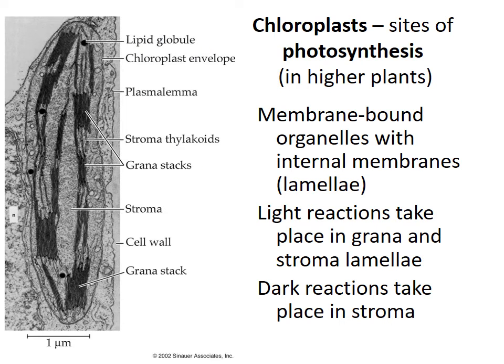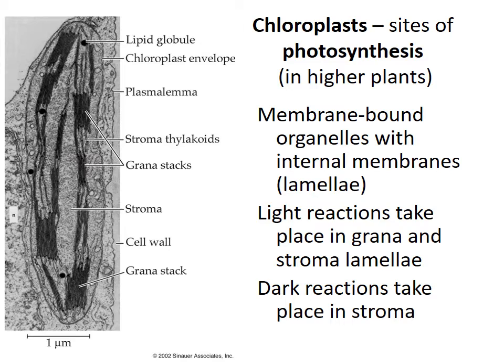So the sites of photosynthesis are chloroplasts. So these are membrane-bound organelles, and they contain within them internal membranes called thylakoid membranes. And those thylakoid membranes at certain points form stacks, and these are called grana stacks, and you can see these throughout the chloroplast. And they're connected by just kind of single sections of the thylakoid membrane called stroma thylakoids.